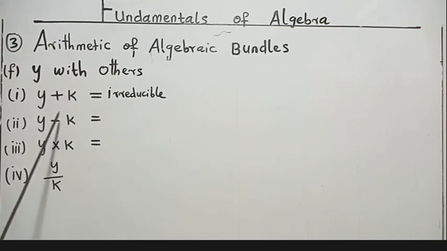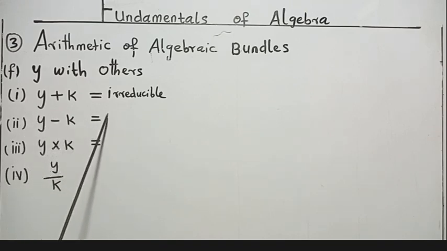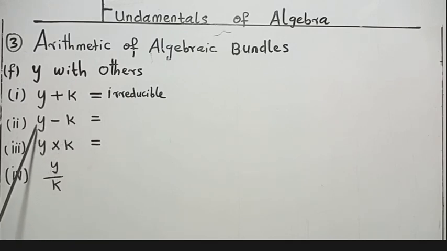What about y minus k? The same thing is going to happen here. If we know y and we know k, we can tell a single last and final answer to y minus k. But because we don't know what this y is and we don't know what this k is, the answer is also irreducible. Let me again write that.